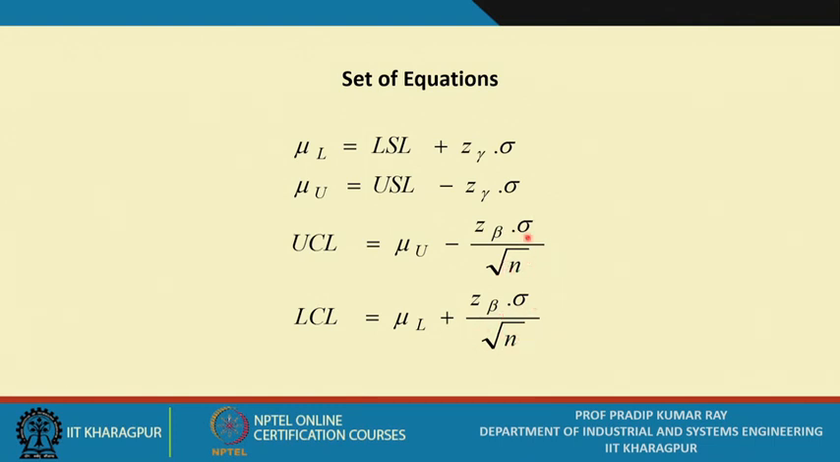How do you get this sigma upon root n? It is basically sigma X bar, and as per the central limit theorem, sigma X bar is nothing but sigma upon root n. So for these two equations, we are referring to the distribution of individual values, whereas for these two equations, we are referring to the distribution of X bar.